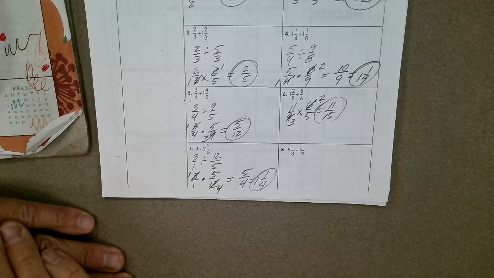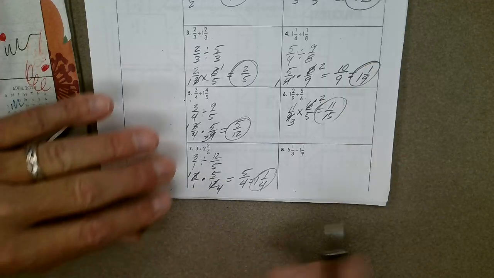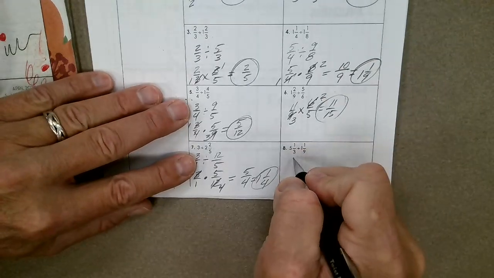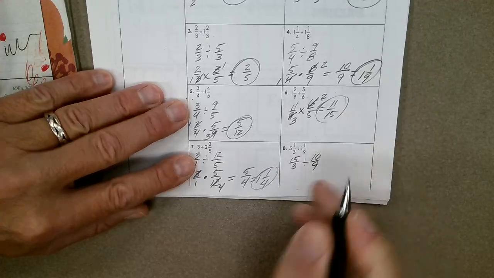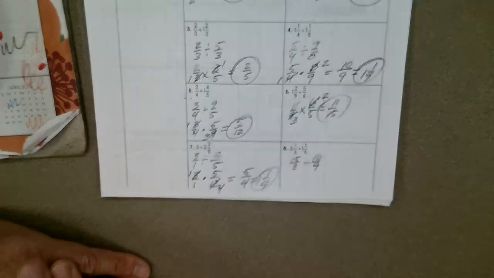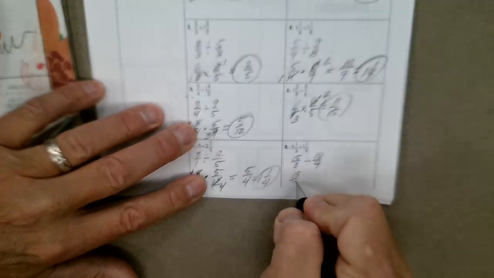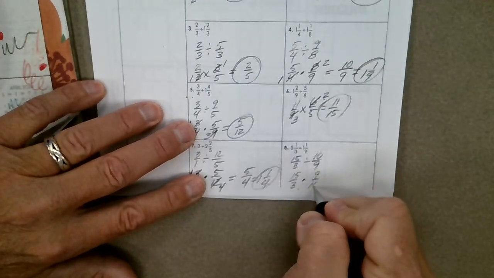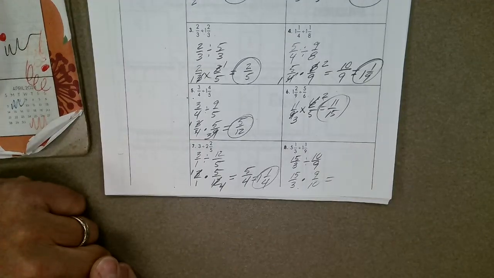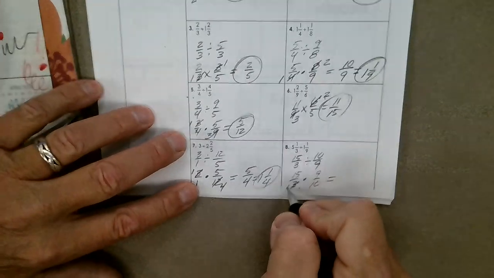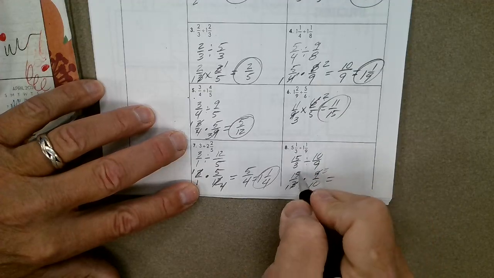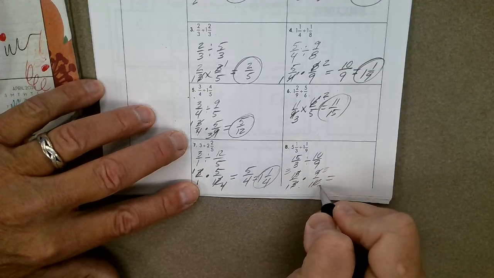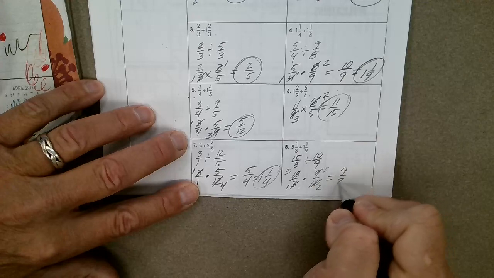Okay? You can pause the video at any time and work on your own and check it. That's fine too. All right, so it's 15 thirds divided by 10 ninths. It's 15 thirds times 9 tenths. 3 goes into 3 once. 3 goes into 9 3 times. 5 goes into 15 3 times. 5 goes into that twice. I end up with 9 over 2.